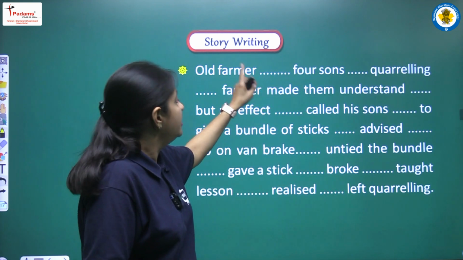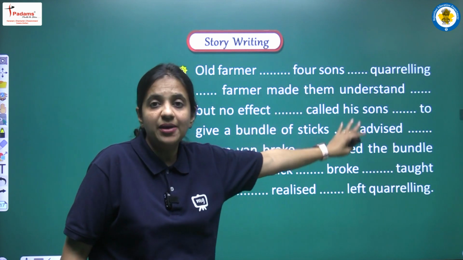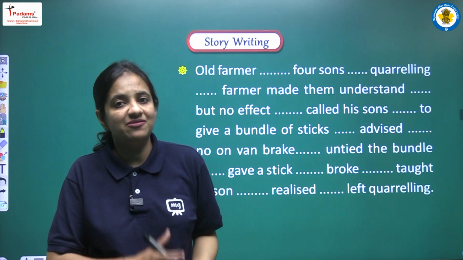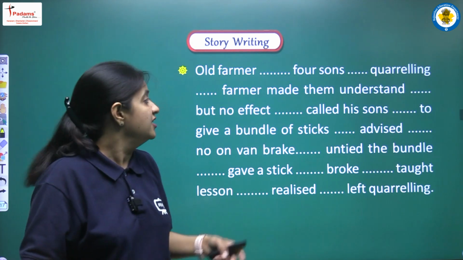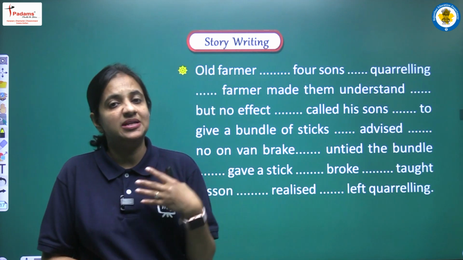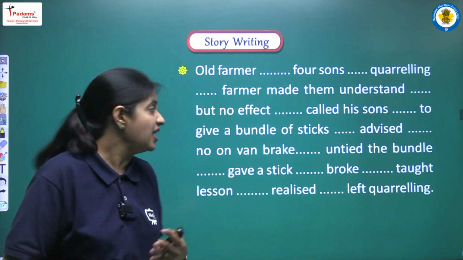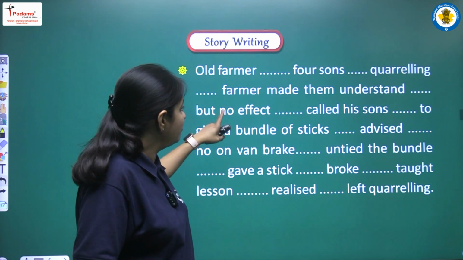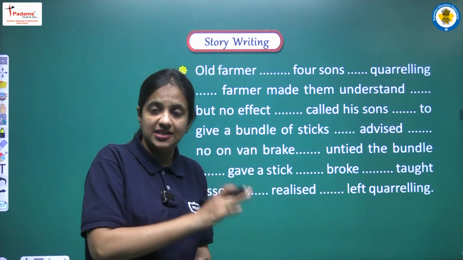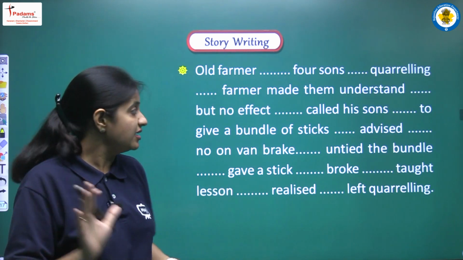The farmer tried to make them understand that it's a very bad habit, but his sons never listened to their father. So now the farmer was very much disappointed, very sad because of this habit. When he realized that there was no effect of his advice on his sons, finally he had one idea.